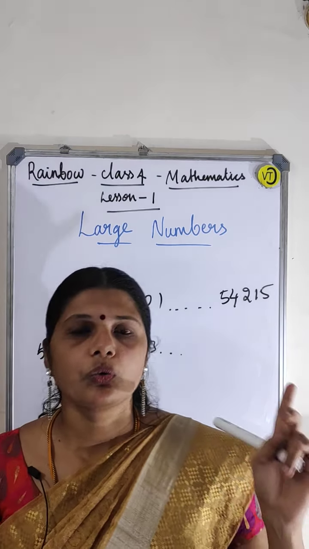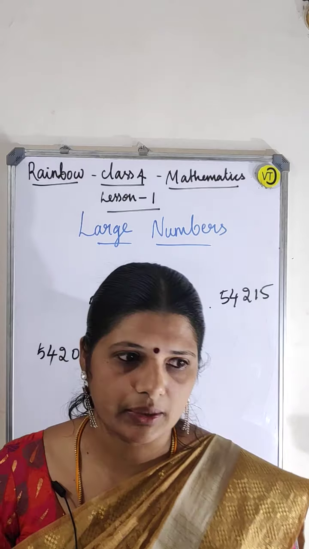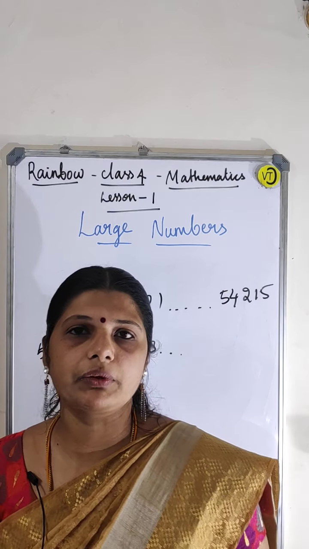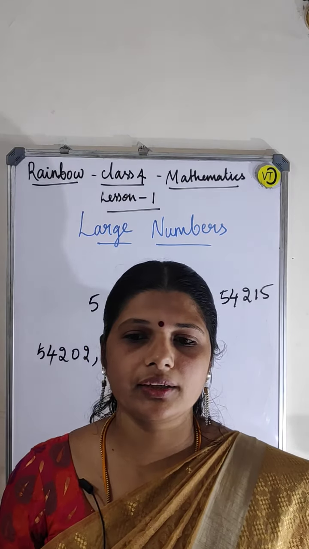So again, one more, 1,21,430. It's there, the first, starting number. The ending number should be 1,21,440. So how can you write it?